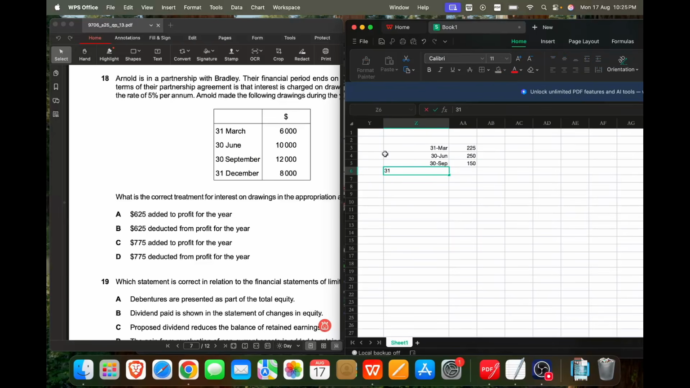And last one is 31st December, and that is 8,000, but that is the last day of the year, so 5% interest, the partner would not pay anything. Okay, 0 months out of 12 months, so the interest will be 0. So the total interest this partner is paying to the partnership is 625, and this would be added with the profit for the year. Okay, so correct answer for 18 is A, 625 added to the profit for the year.